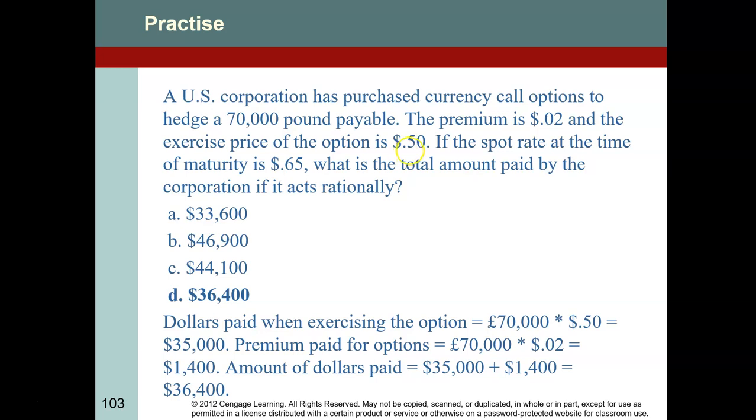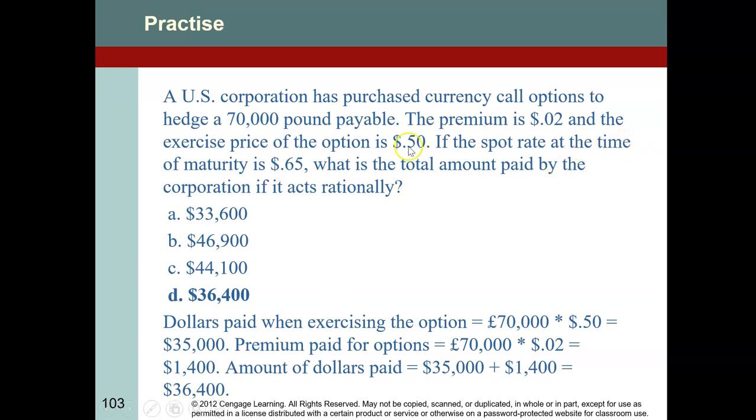So we would have to pay 0.5. The dollars paid when exercising the option would be 70,000 multiplied by 0.5, which is 35,000. Besides exercising the option, purchasing the currency pound at the price of 0.5, we also need to pay for the premium. The premium paid for the option would be 70,000 multiplied by 0.02, which is 1,400. So in total, we need to pay 35,000 plus this 1,400. So we pay 36,400 altogether.